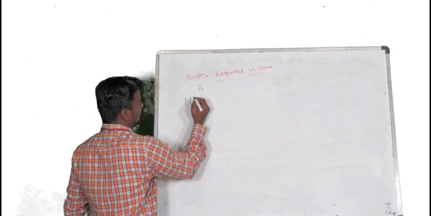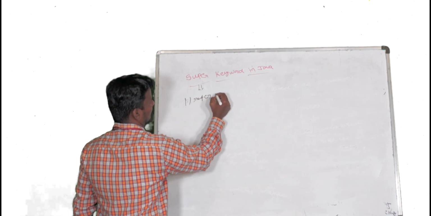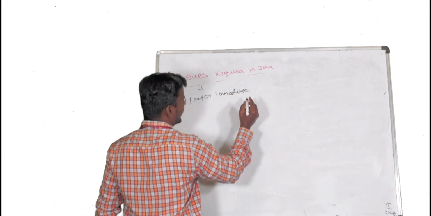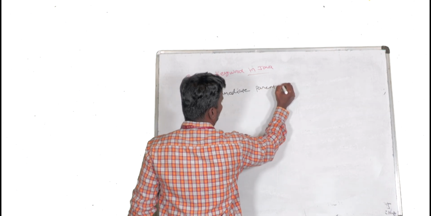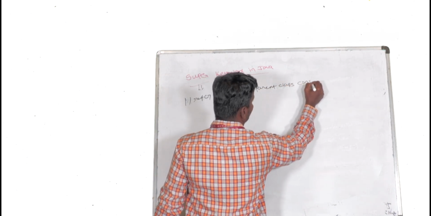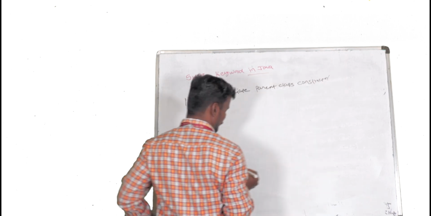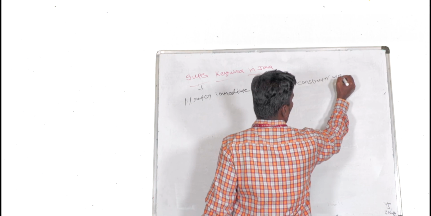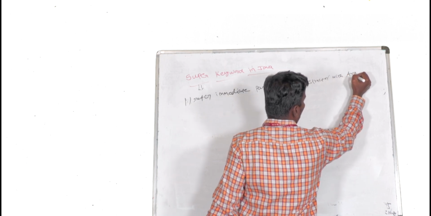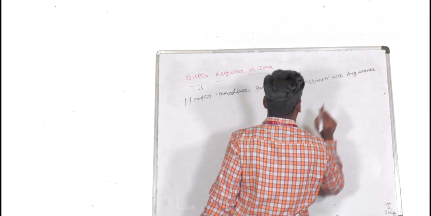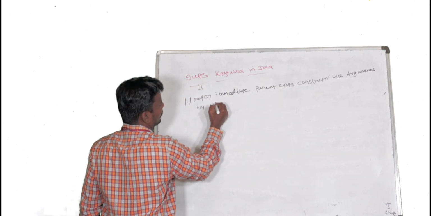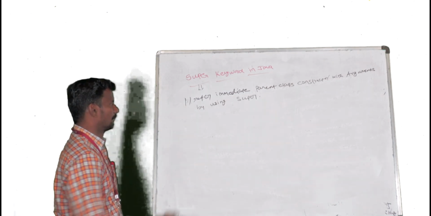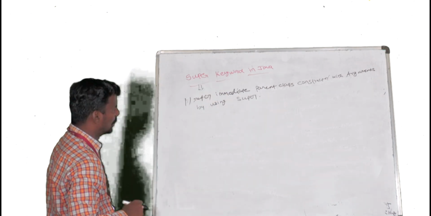Now one more example: refer to the immediate parent class constructors with arguments by using the super keyword. First we have to define one parent class.